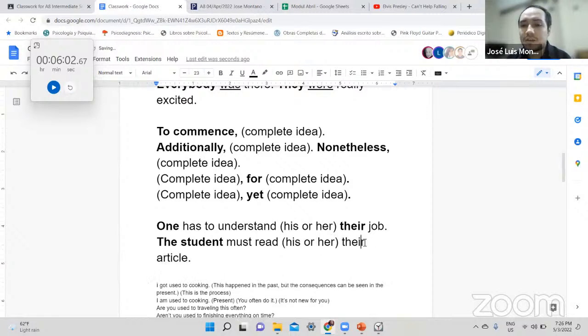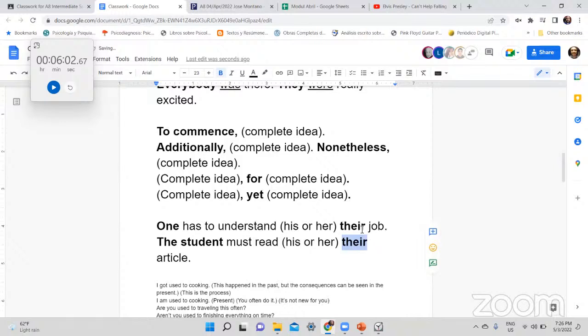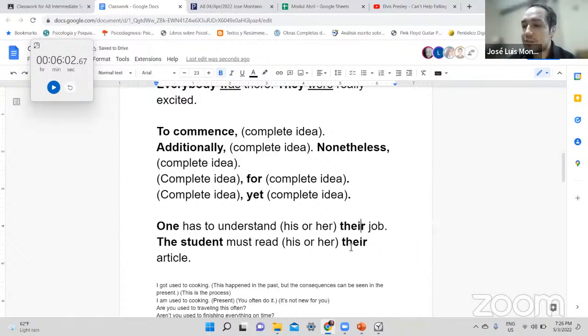There you go. All right, so again, I'm showing you this "there" because in instructions you're going to find this. It's going to be more common that you read "there" instead of "his or her." So it's going to be: the student must read their article. It's one student, but it doesn't matter. Remember, the student is indefinite. I don't know what student, but it's one student. I don't know the gender or the sex. So I'm going to say "their." And again, this is in order to be neutral.